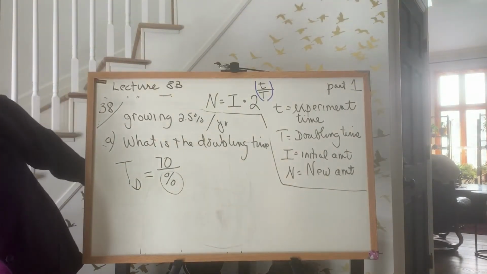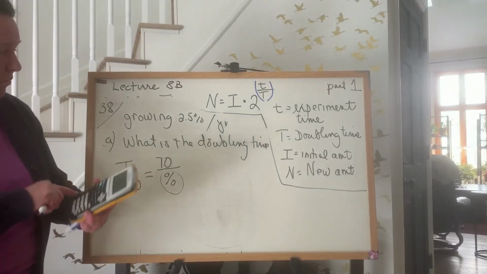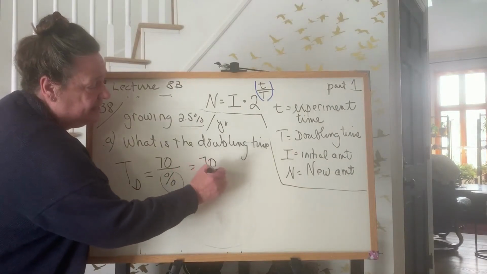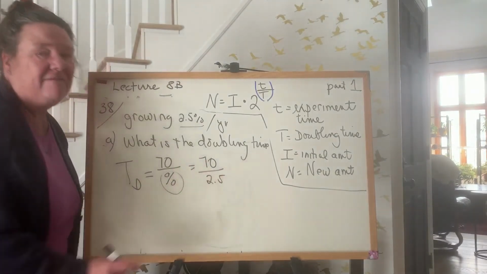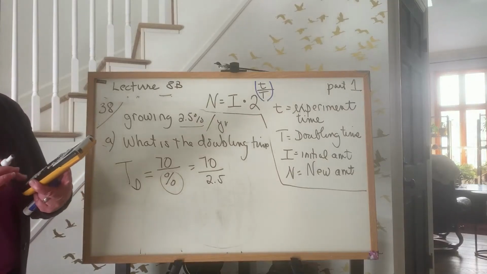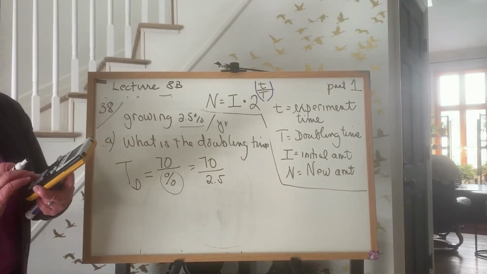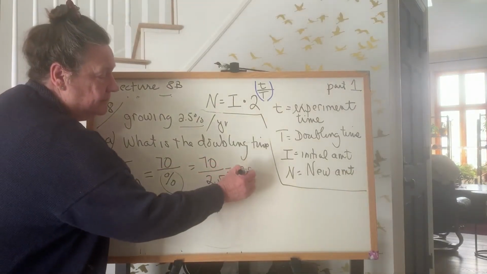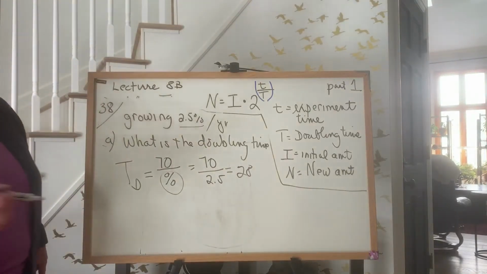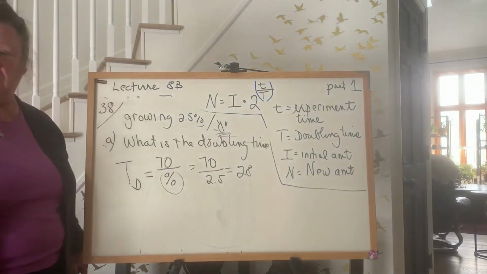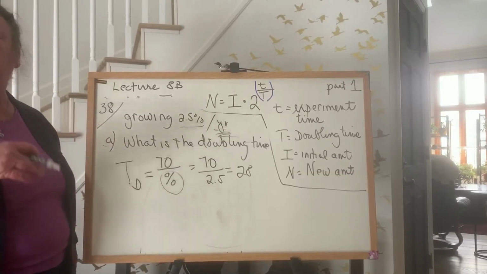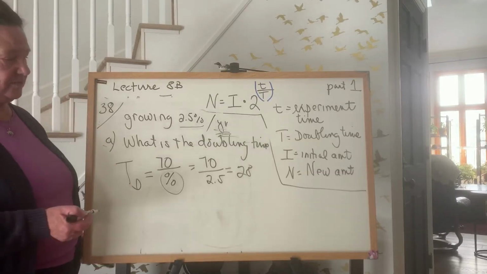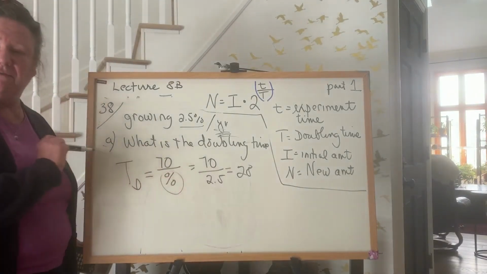So we have 2.5%, and that's going to be 70 divided by 2.5, and we don't put the percent. We go 70 divided by 2.5, and that gives us 28. It's going to take 28 years for the population to double, to go from 1,000 to 2,000, or 10,000 to 20,000. This is a really nice little formula.